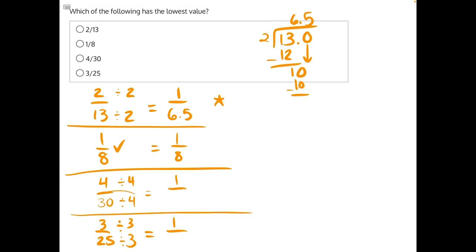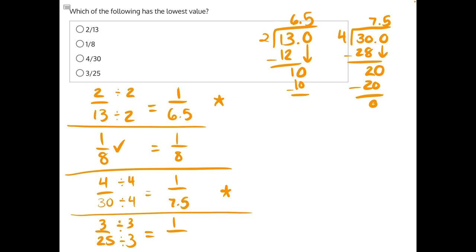Then we have 30 divided by 4 in our third option. 4 goes into 30 how many times? Can go in 7 times. 4 times 7 is 28. We subtract, we get 2. 4 cannot go into 2, so we add a decimal, add a 0, and bring it down. 4 can go into 20 5 times evenly with no remainder, meaning that the denominator here would be 7.5.